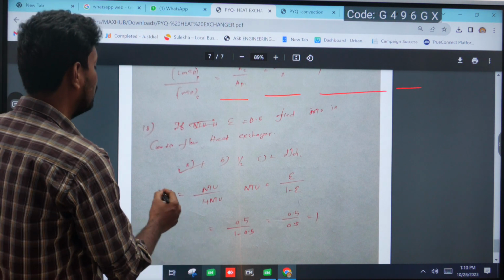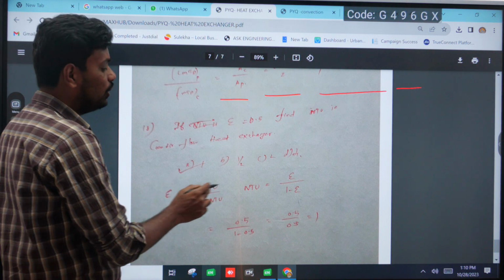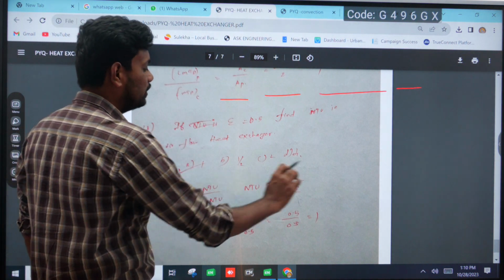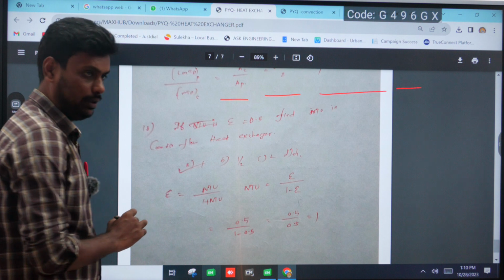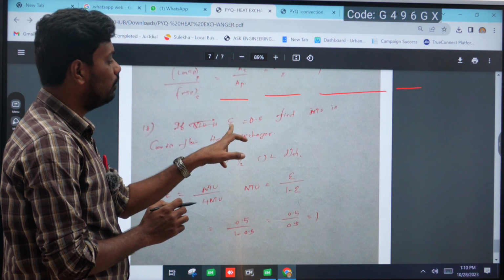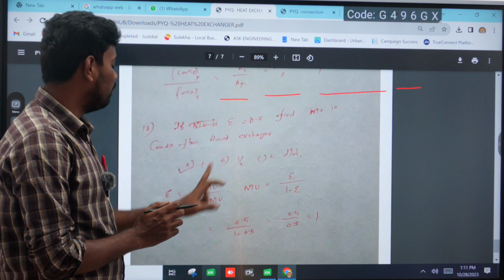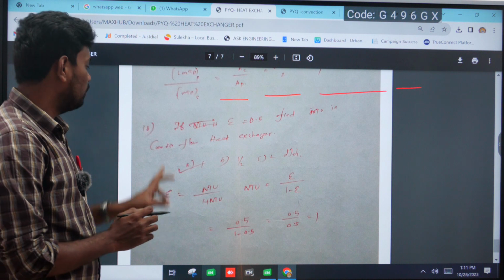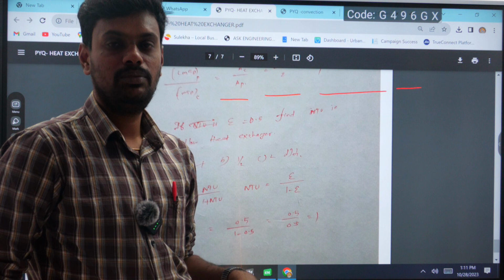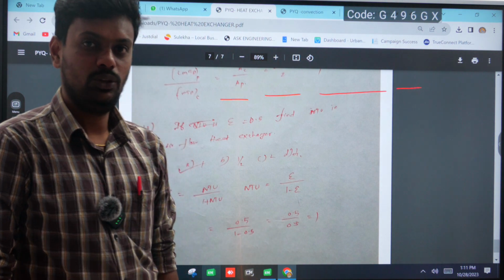So these two formulas are important. If they give you NTU, they will ask for the effectiveness. If they give you the effectiveness, they will ask you for the NTU. Likewise, they will ask at least one question from this topic. Here they asked you to find the NTU. See what they have given? They have given the effectiveness. Suppose they give you NTU, then they will ask you the effectiveness. So these are the different types of problems that have been asked in the heat exchanger topic. Okay, thank you.